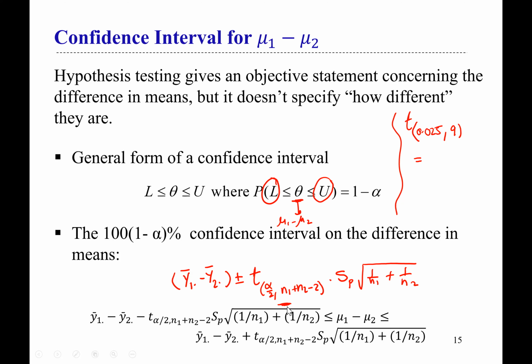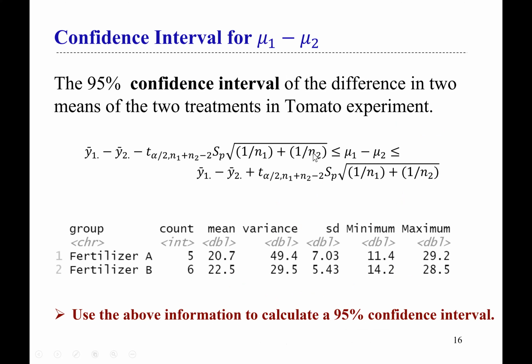So now I have everything. Plug in all these values. This one minus gives me the lower limit. This one plus gives me the upper limit. So plug in all these values. Do I have all these values again?